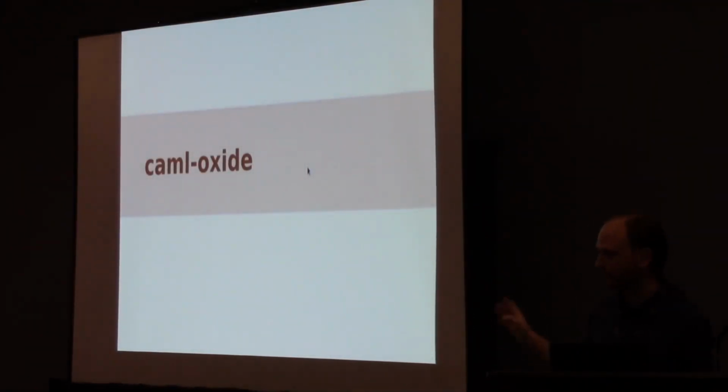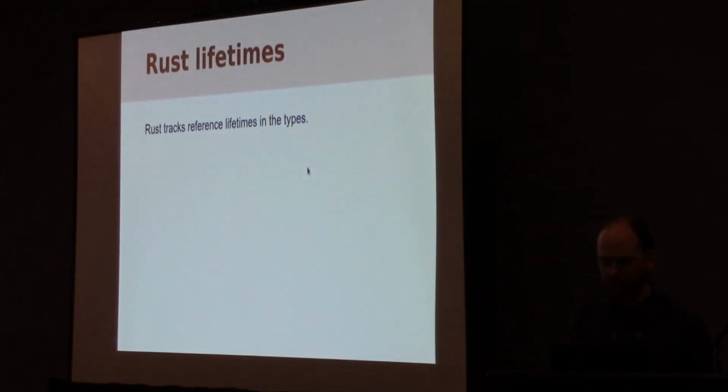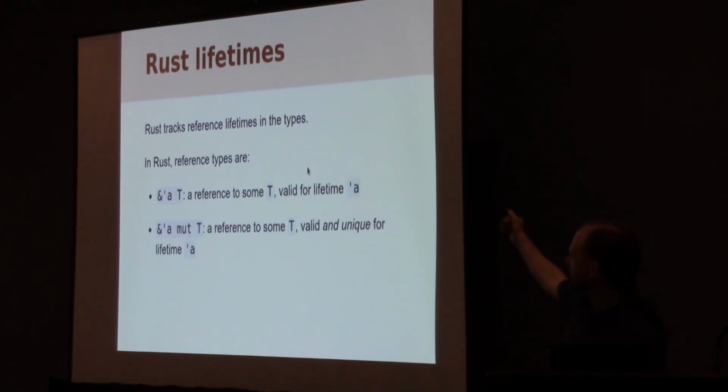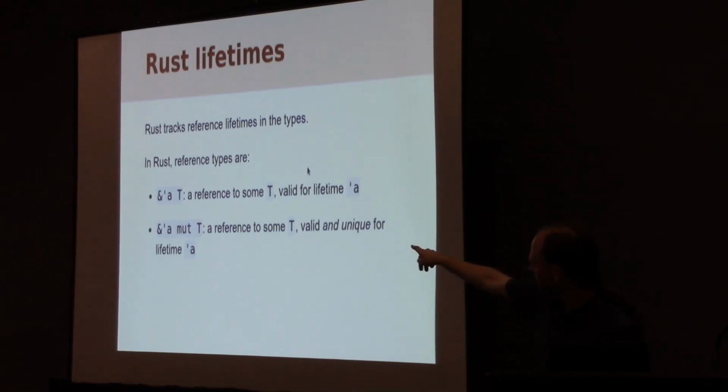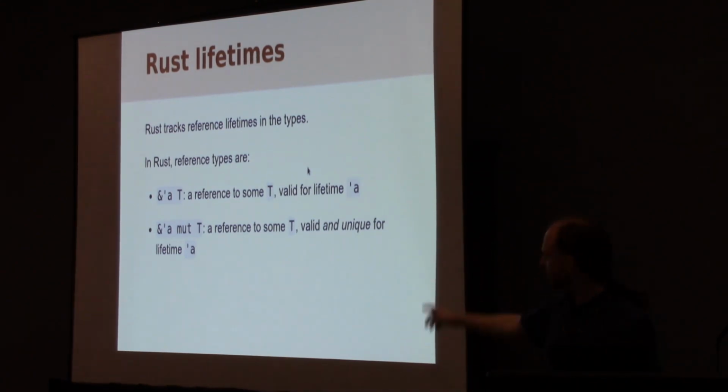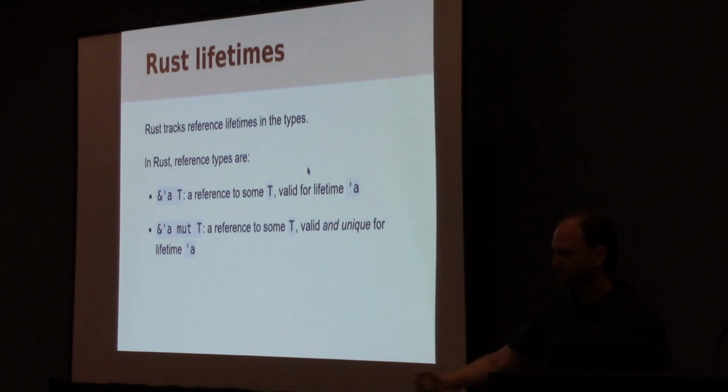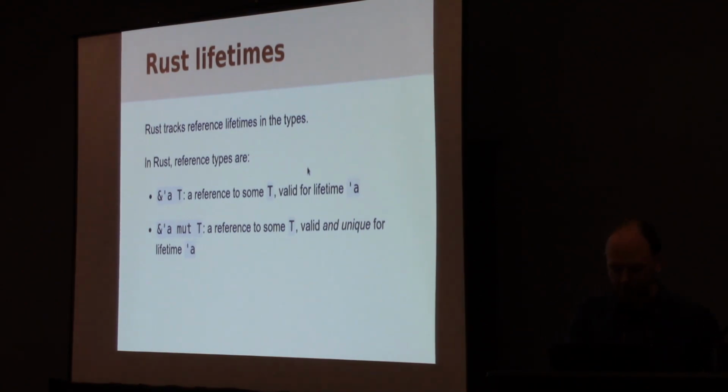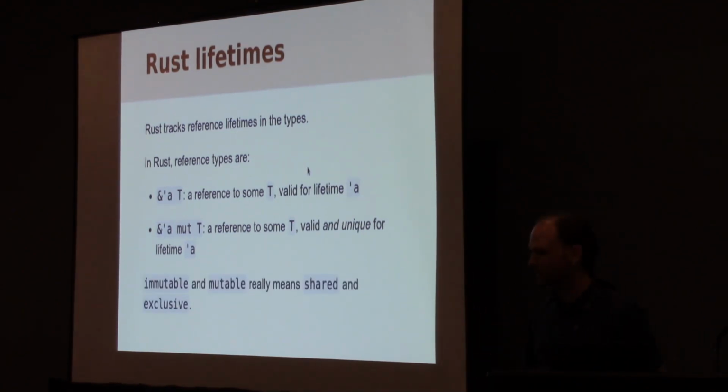So I'm going to talk briefly about how this is implemented. Rust has lifetime types, which means Rust tracks lifetimes in the types. There are two sorts of reference type in Rust. There are references to some type T valid for a particular lifetime, and these things with mut in them, which are references to some type T which are valid for a lifetime and are the only reference that exists in that lifetime. Rust calls these immutable and mutable. The idea is that you can only have one mutable reference to a thing, but many immutable references to it. What they really mean is shared references and exclusive references to a value.